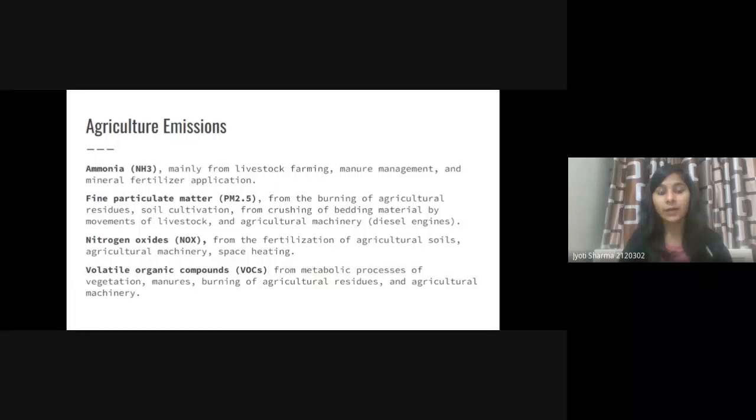This is the list of the pollutants that are being emitted by agriculture. The ammonia is from livestock farming, management, and mineral fertilizer application, and even the particulate matter from the burning of agriculture residue, soil cultivation, crushing of bedding material by the movement of livestock, and agricultural machinery. If we are talking about nitrogen oxide, this happens because of the fertilizer. And if we are talking about volatile organic compounds, this is because of the burning of our crops, or let's say the agriculture residue. Then because of some different types of processes in the vegetation, some volatile organic compounds may also be released into our atmosphere.